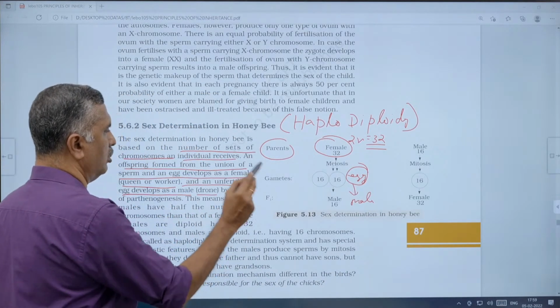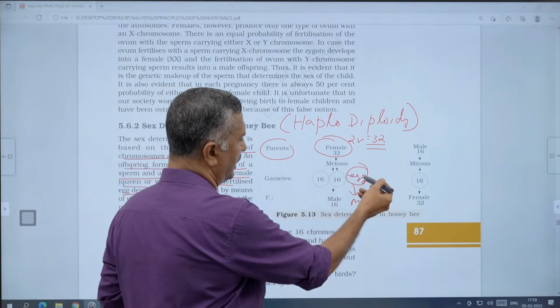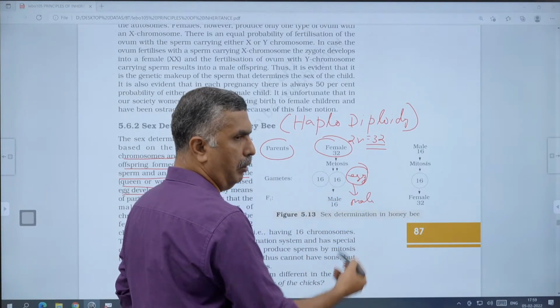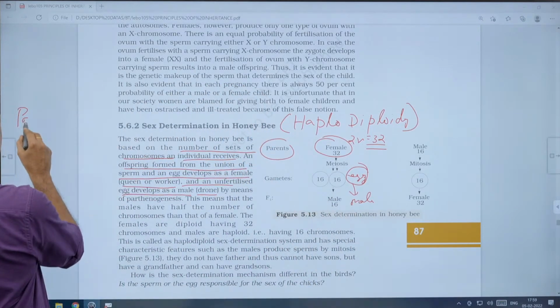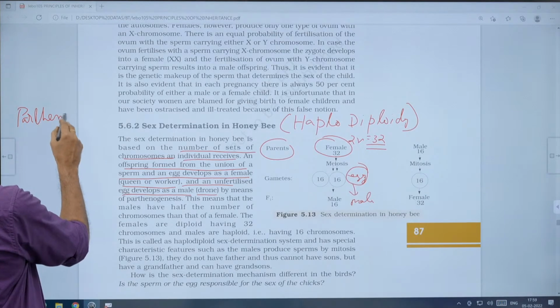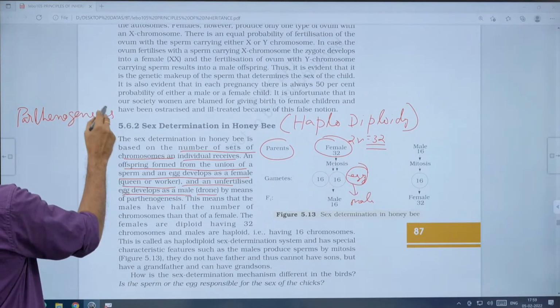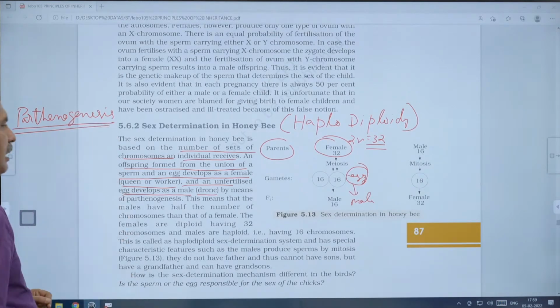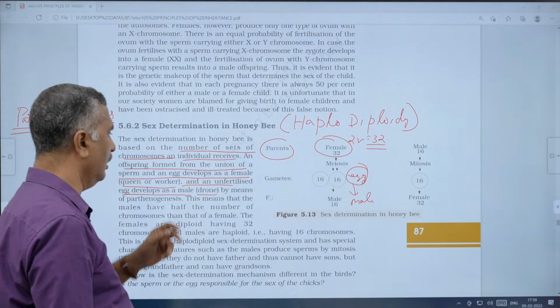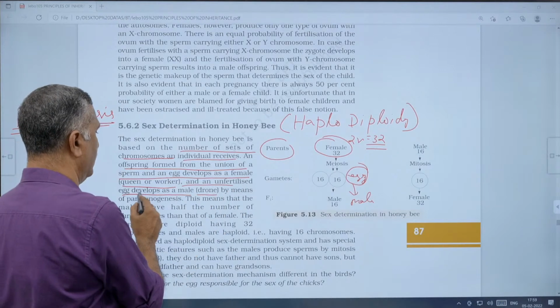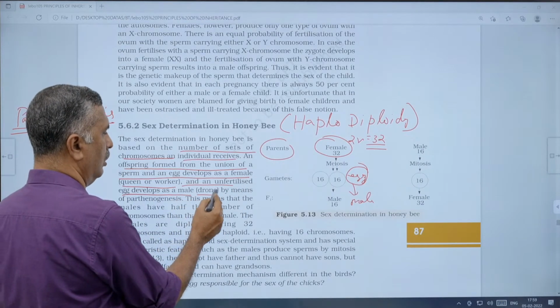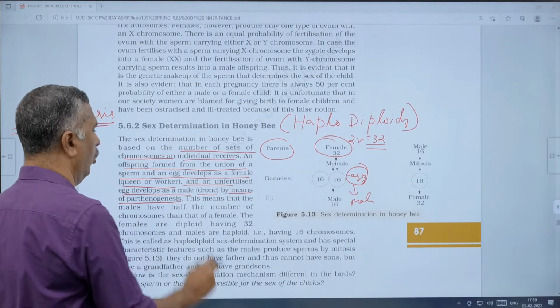Without fertilization the egg develops into a male, male progeny. That process is called parthenogenesis. Without fertilization, the female egg develops into a male. So the unfertilized egg develops as a male drone by means of parthenogenesis.